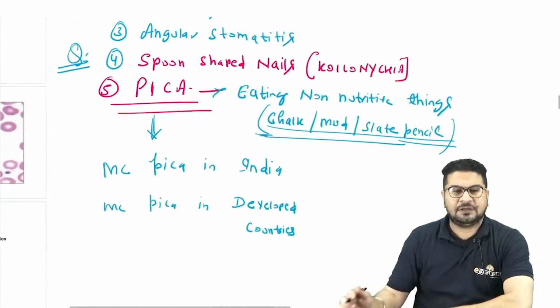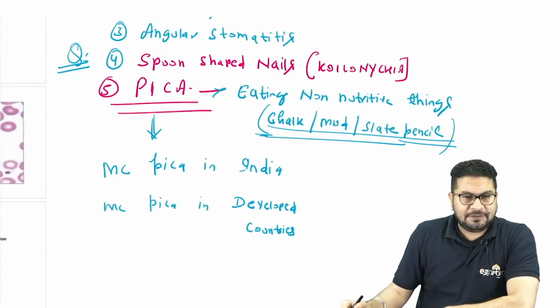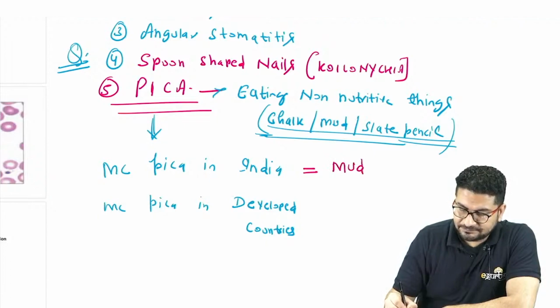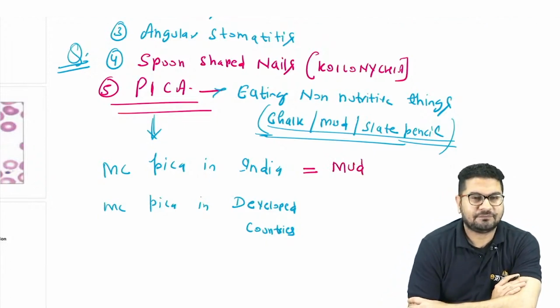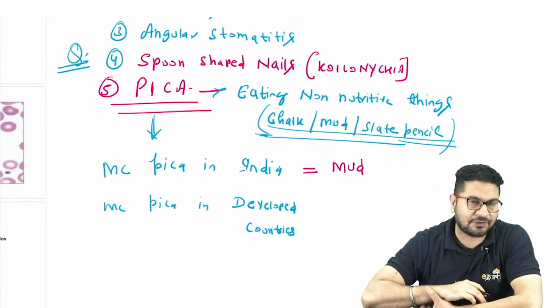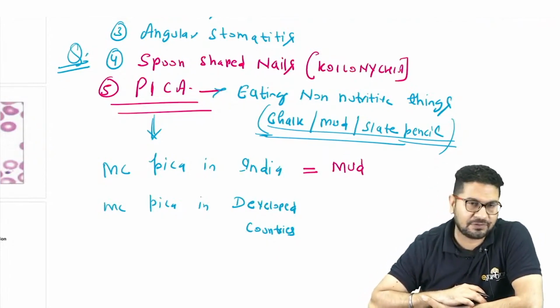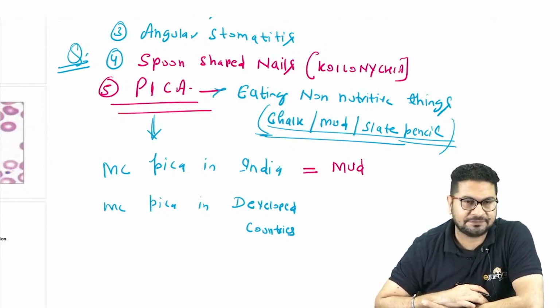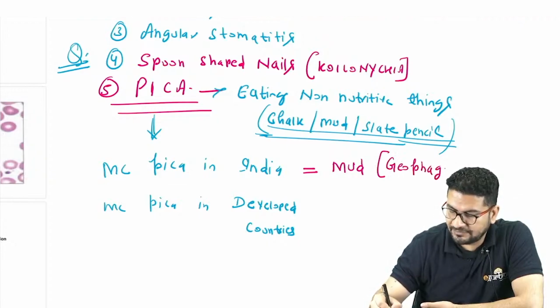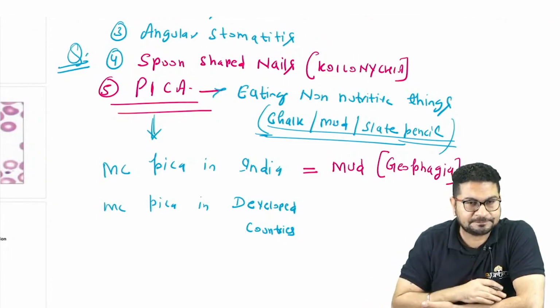See, in India it is hot and there is more soil. So the most common pica is that the person will eat mud. People eat mud, right? Like I have a niece, my sister's daughter. She is just 3 years old, but she eats a lot of mud. So the most common pica is mud. We call this geophagia. So remember, Indians are connected to the ground, they eat things from the ground.